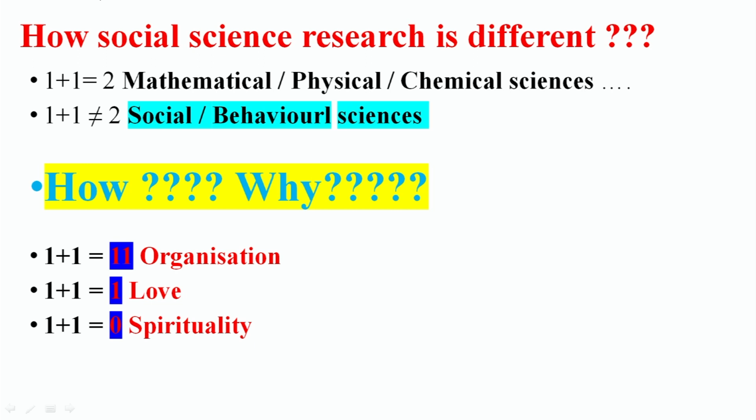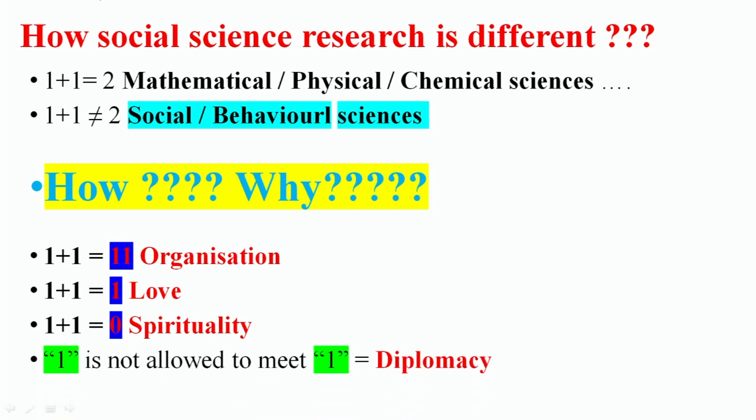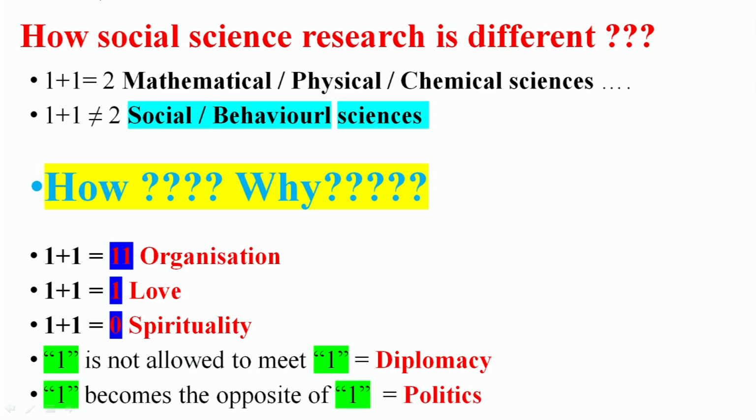We take it to spirituality, in philosophical terms, so we consider it as a spiritual aspect. Then there is another possibility. What is that? One is not allowed to meet one. This is what we call diplomacy. Many times it happens that strategically we avoid people coming together, two individuals coming together. If they come together, something may happen, something better may happen or something bad may happen. That is what we call diplomacy.